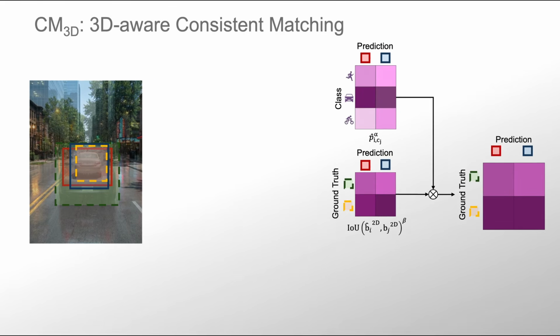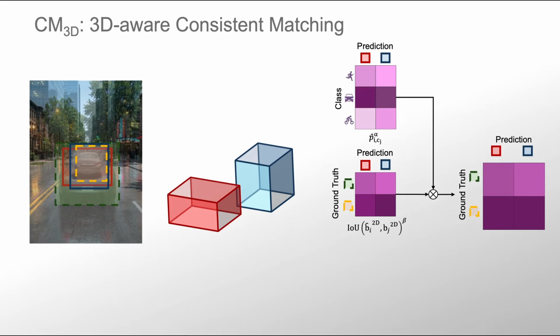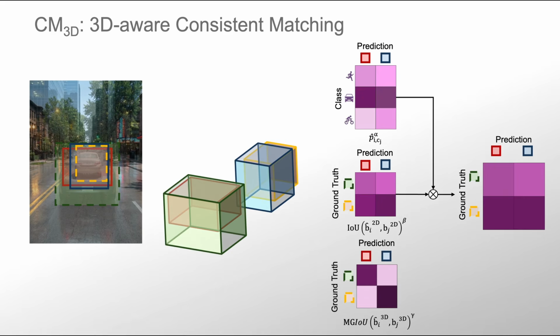To address the assignment ambiguity in mixed scenes, we introduce our second contribution, 3D-aware consistent matching, or in short, CM3D. The core idea is simple. Incorporate 3D geometric information directly into the matching score. Here you see the two predicted 3D bounding boxes. We extend the matching score with the marginalized generalized IOU between the predicted and ground truth 3D bounding box.